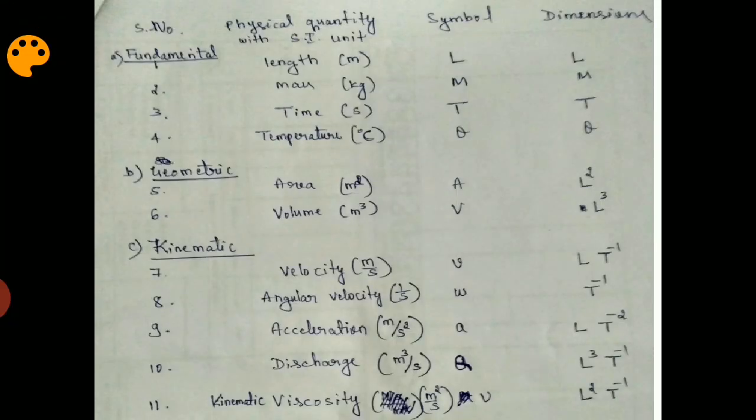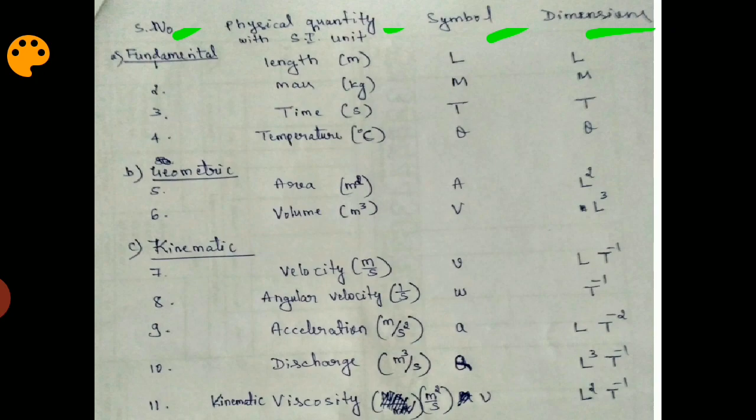So here you can see a table wherein we have the physical quantity, the symbol used, and how it is written in dimensional analysis in terms of MLT. In the first column we have the serial number, in the second the fundamental quantity with SI unit, in the third the symbol used, and in the fourth how it is written in terms of dimensional analysis.